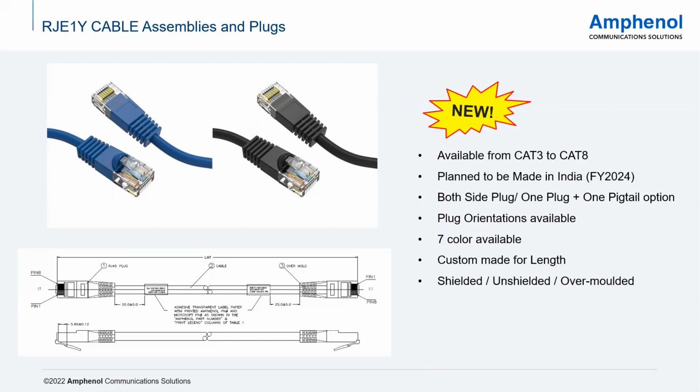All these cable assemblies are custom made for length. We have some standard lengths available at the moment with distribution, but if you want any particular customized length, we can always do that. We have shielded, unshielded, and overmolded, all the categories possible. In terms of jackets of the cable, we have a standard PVC jacket, but we can always do a PUR, a low smoke zero halogen, or a plenum or non-plenum rated jacket.